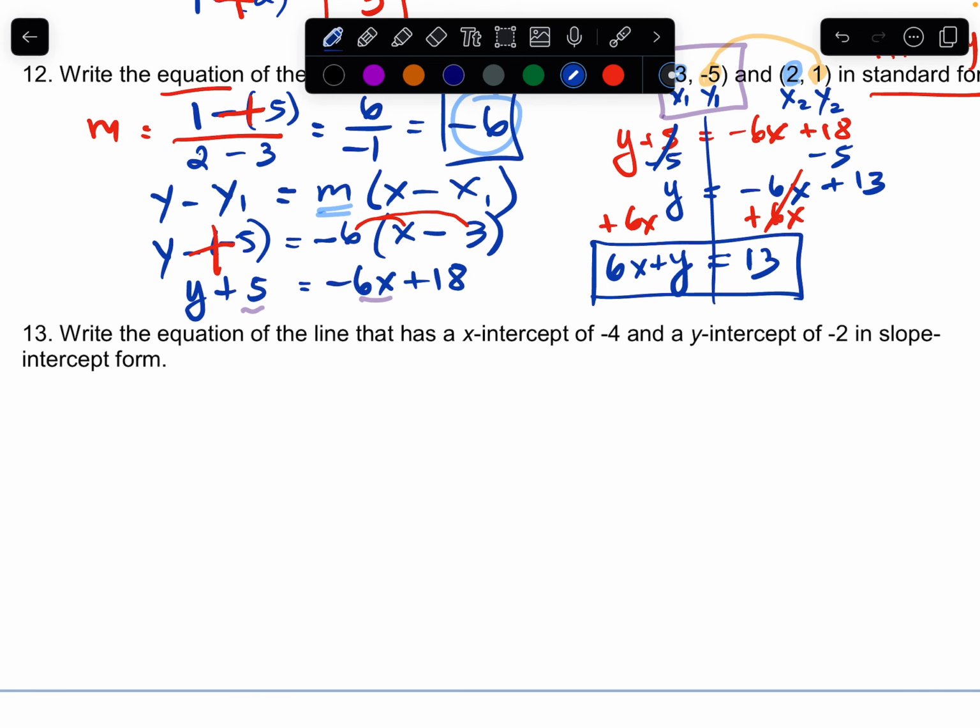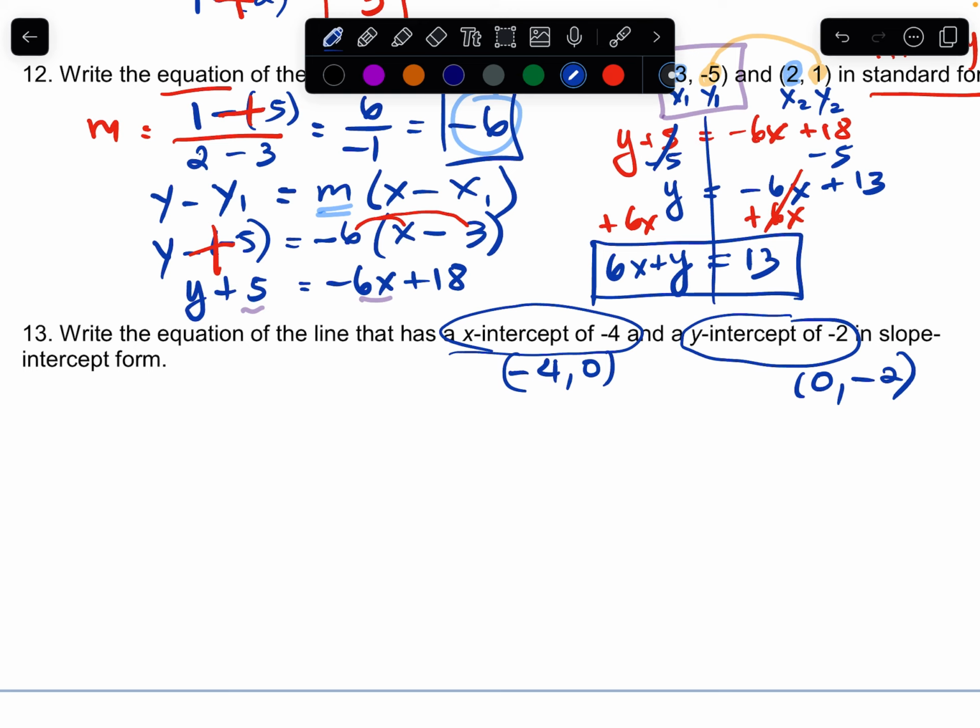All right, last one. Write the equation of a line that has an x-intercept of negative 4 and a y-intercept of negative 2. Okay, this means that the x-intercept has an x of negative 4 and a y of 0. It's on the x-axis, so it has a y of 0. And a y-intercept of negative 2 means you have an x of 0 and a y of negative 2.